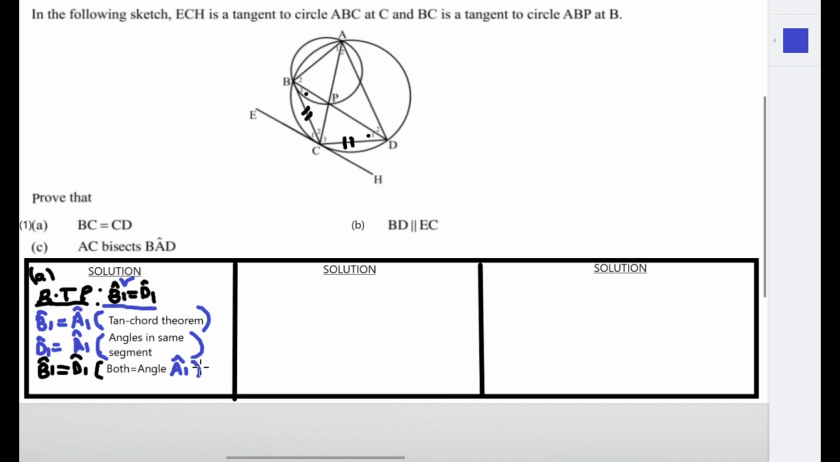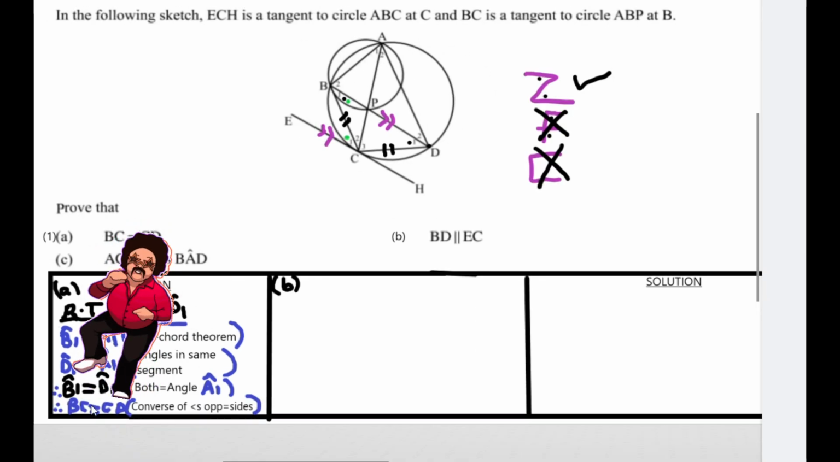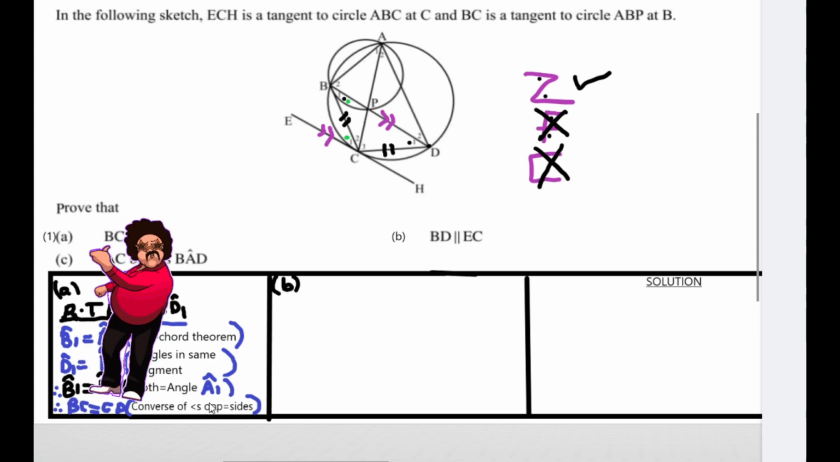Now we have to agree with the examiner. Let's agree with the examiner. Let's say therefore BC is indeed equal to CD, because it is angles opposite equal sides. Okay, so BC is equal to CD because of the converse of angles opposite equal sides. You have to write that word converse, right? That's very important. Now let's go to question B.